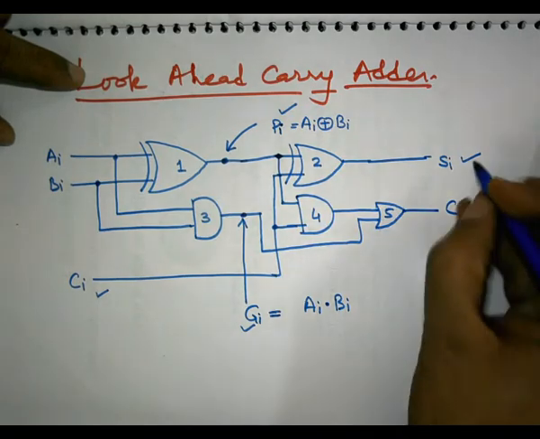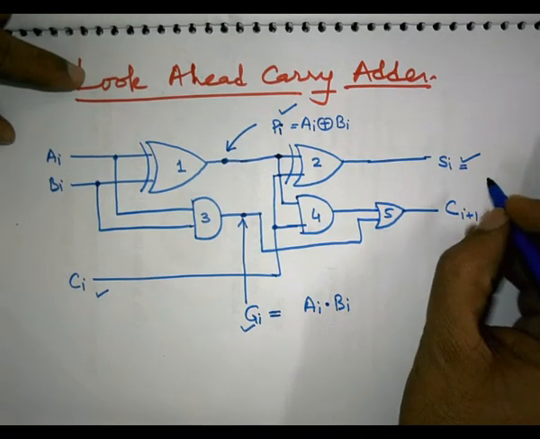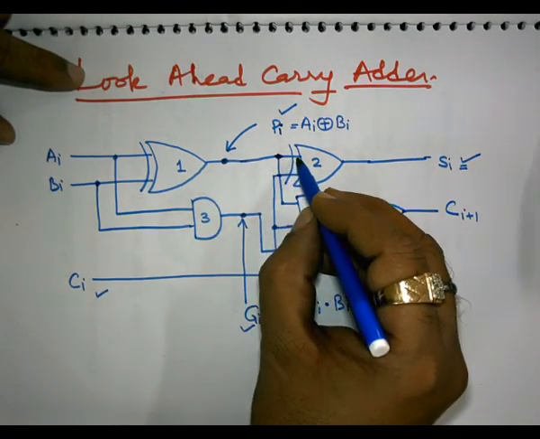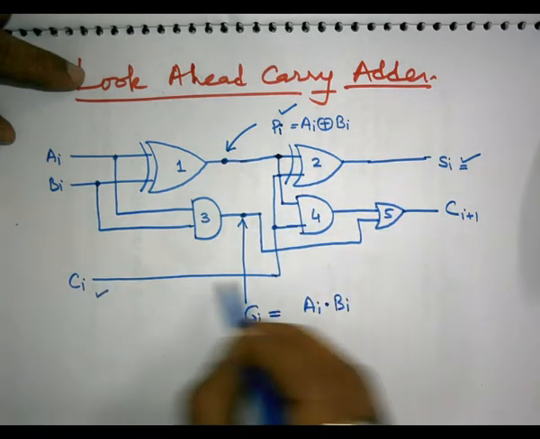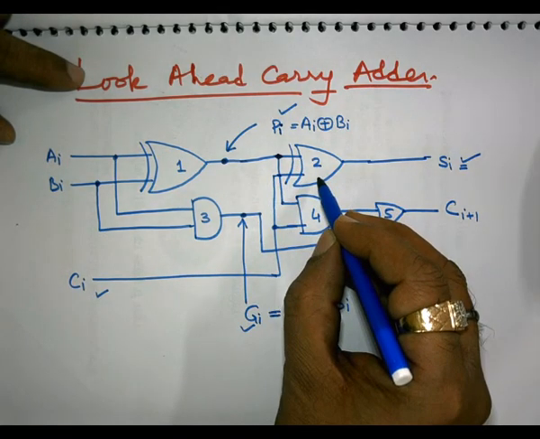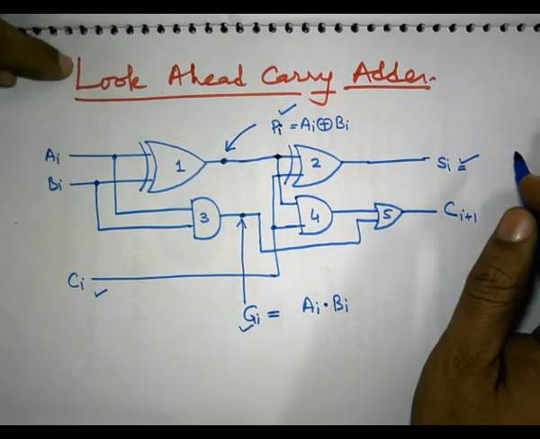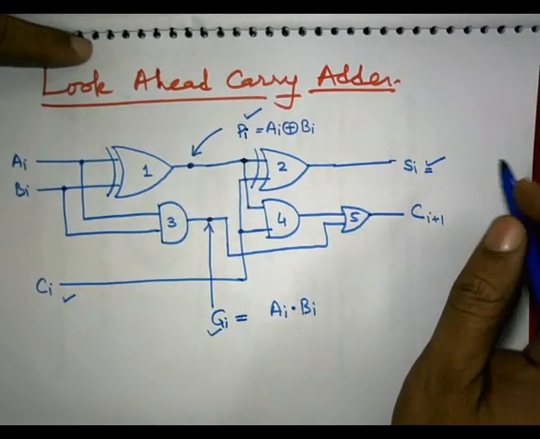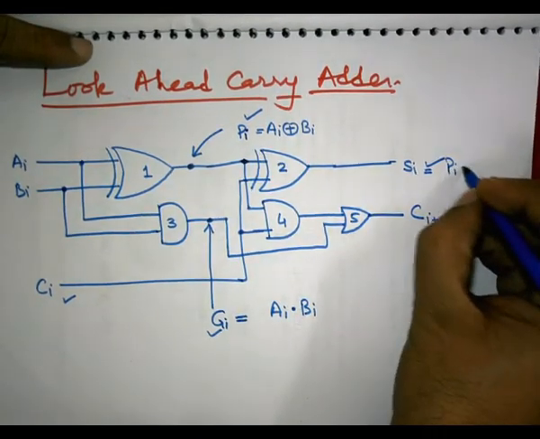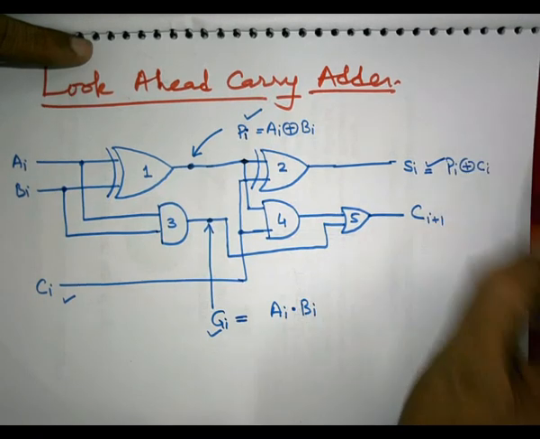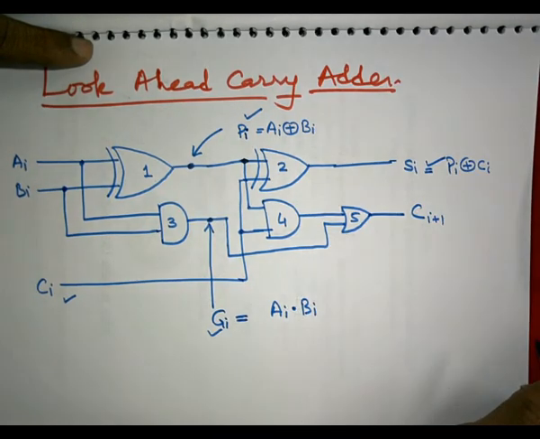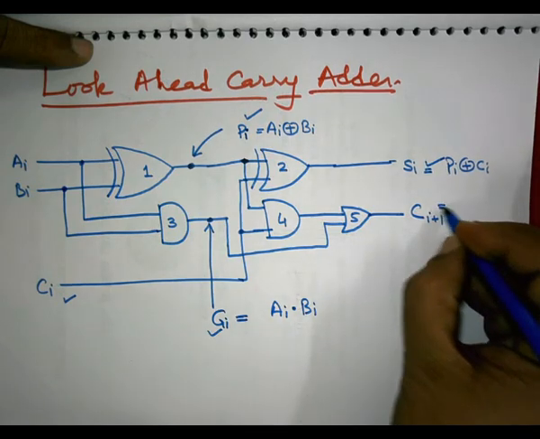Okay. Now, if we express SI in terms of PI and GI and CI, how can this SI be expressed? This SI will be equal to PI exclusive OR with CI. Am I right? So this SI will be equal to PI exclusive OR with CI. Getting this?